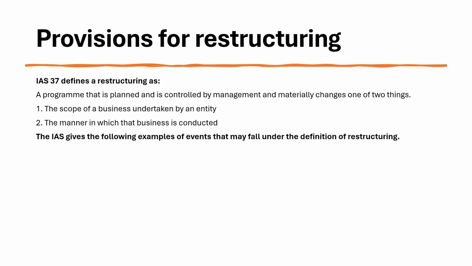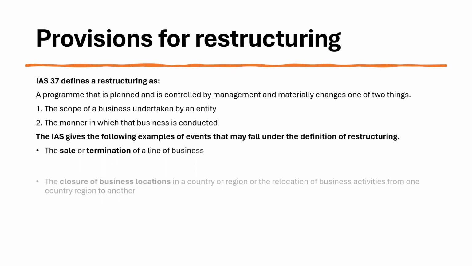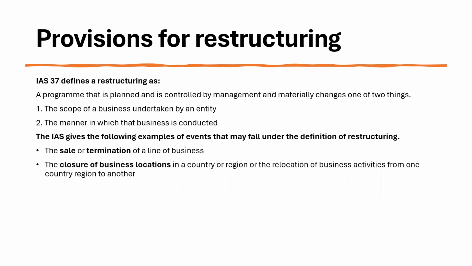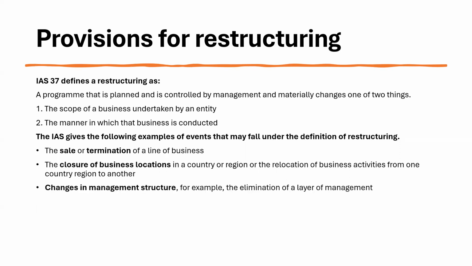IAS 37 gives the following examples of events that may fall under the definition of restructuring. One, the sale or termination of a line of business. Two, the closure of business locations in a country or region, or the relocation of business activities from one country or region to another. Number three, changes in management structure, for example, the elimination of a layer of management.